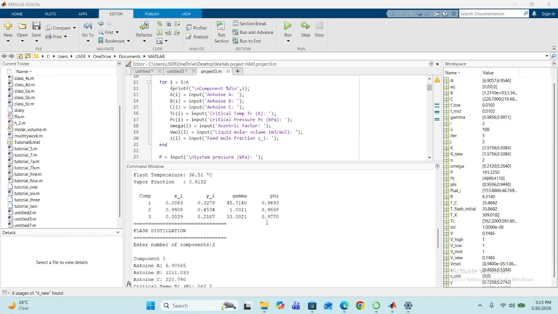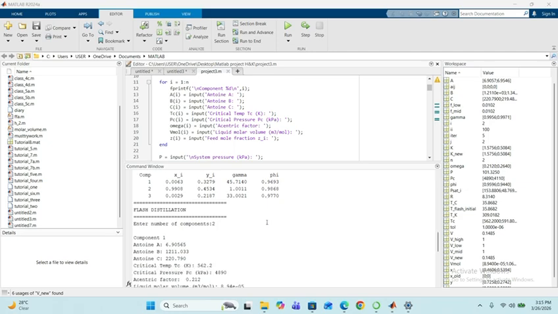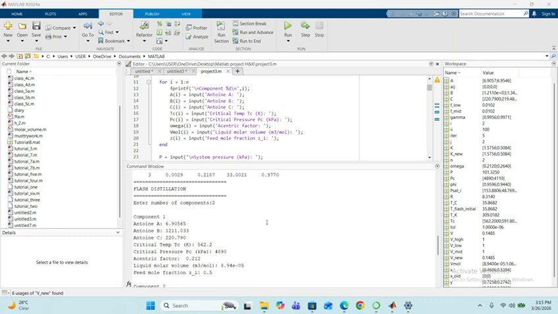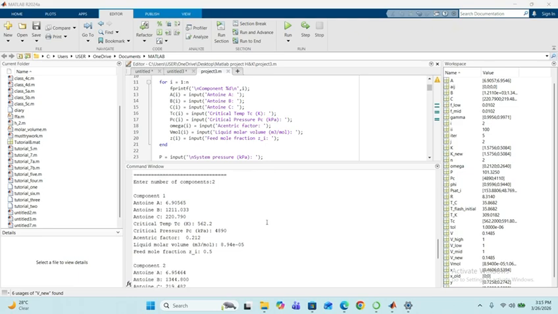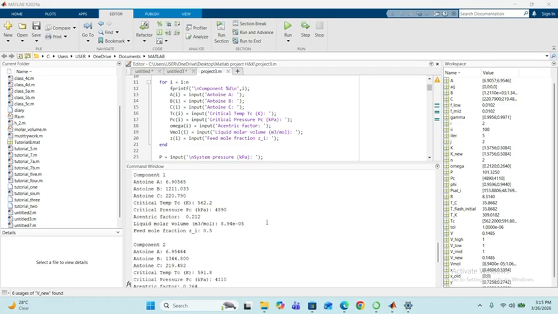Now on how to run the model for an ideal mixture, we will be running the code for an ideal mixture of 2 components, benzene and toluene. Component 1 is assumed to be benzene and component 2 is toluene. So the acentric factor, the Antoine constants A, B, and C, critical temperature, critical pressure, and the liquid molar volume of both benzene and toluene are input as required. The feed mole fraction is also input.